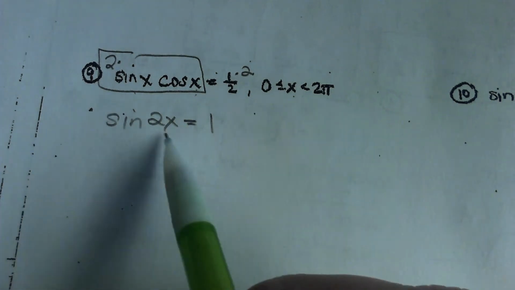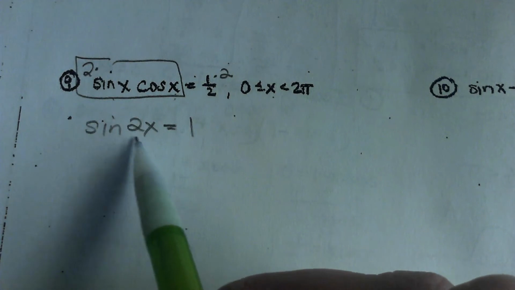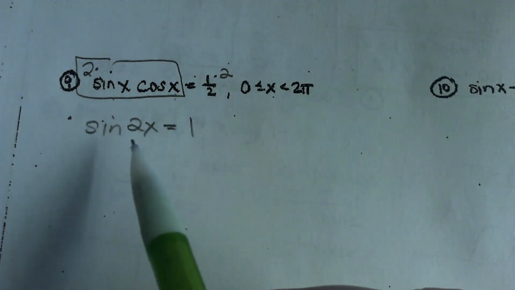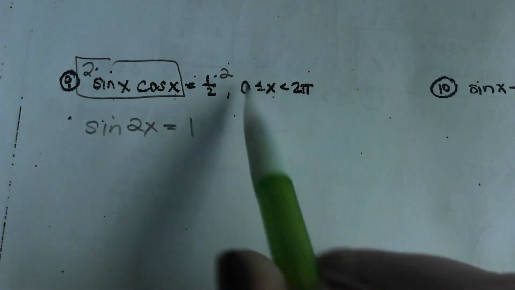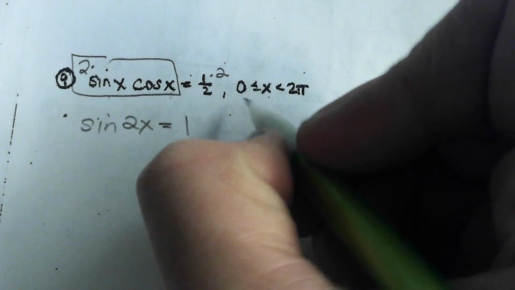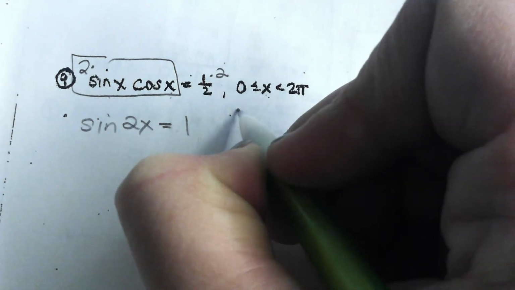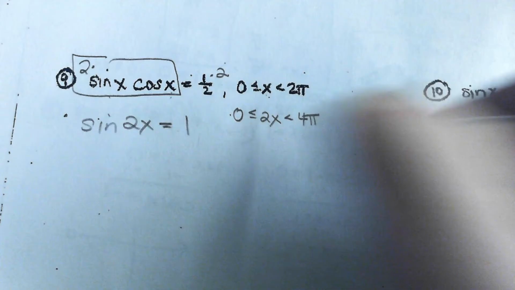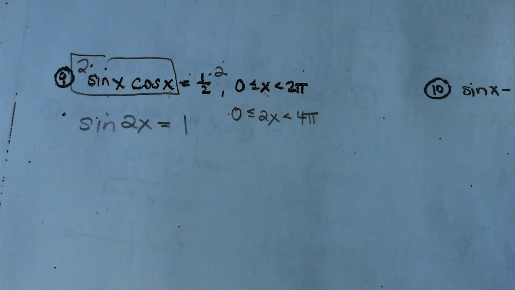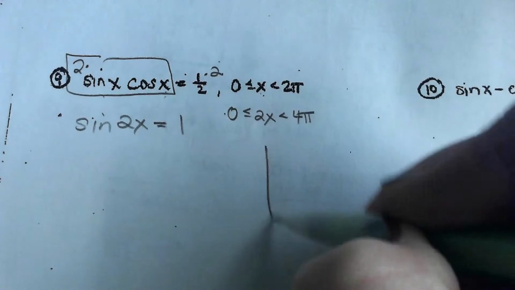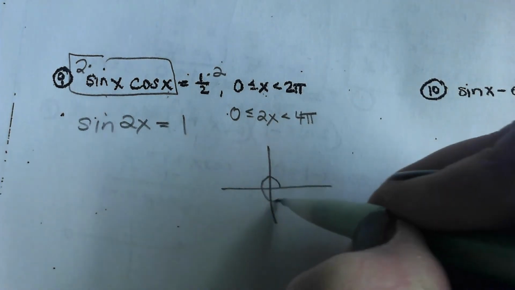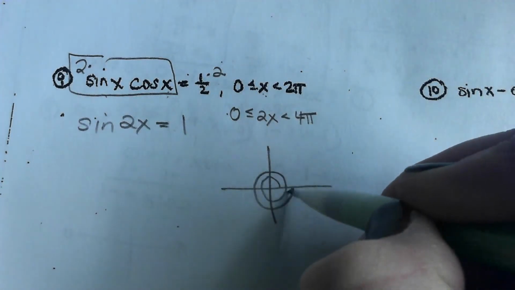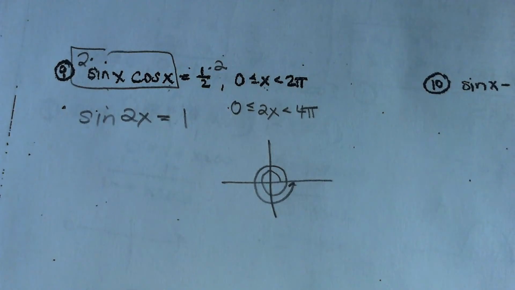And then from here, this is again traditional from yesterday. We have a change in our period. So if x has to be between 0 and 2 pi, 2x has to be between 0 and 4 pi. So we're essentially going to go around our circle, not once, but twice, to find out where the sine is positive 1.